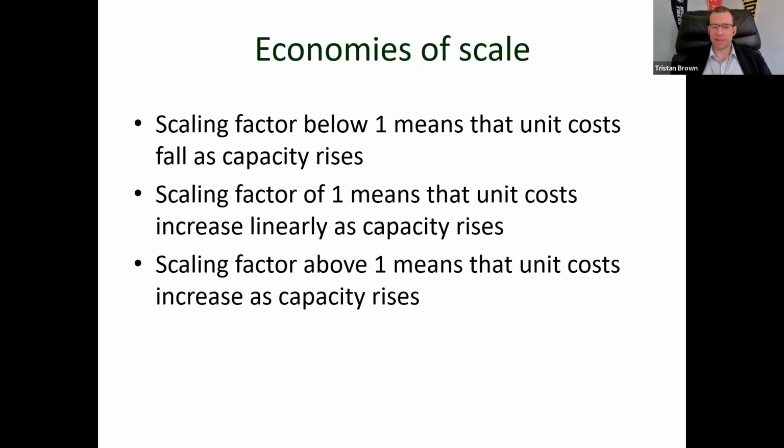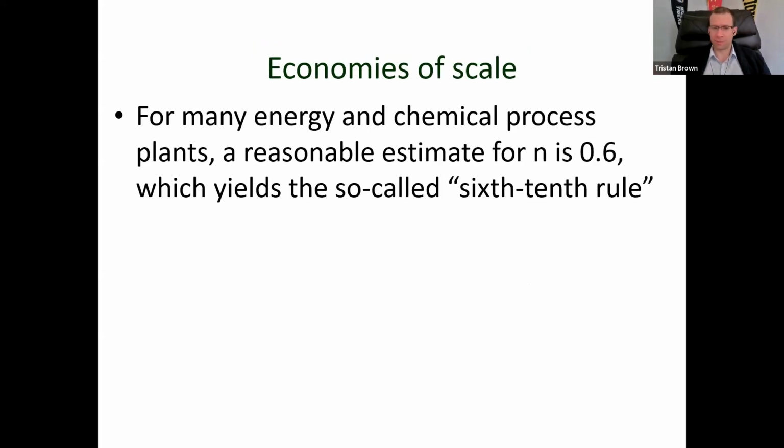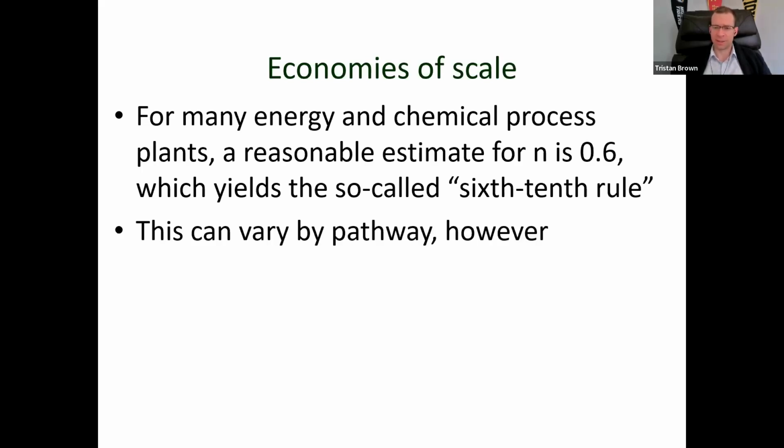And so what that really means is, for most energy and chemical processes, we really want to know approximately what that scaling factor is. This is why I said 0.6 is the standard estimate. It's even known as the 6/10 rule, because it's so widespread. And so frequently, especially for techno-economic analyses, this will be very common. You'll see a scaling factor of 0.6 employed.